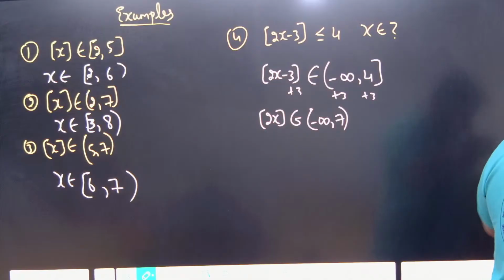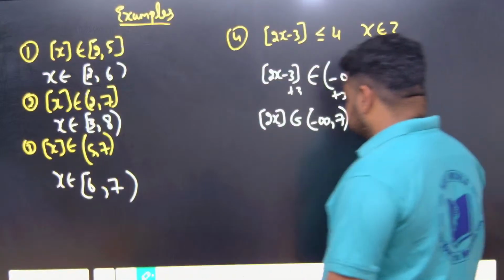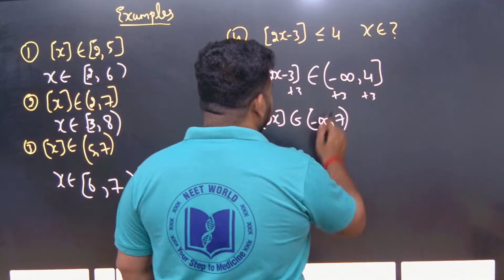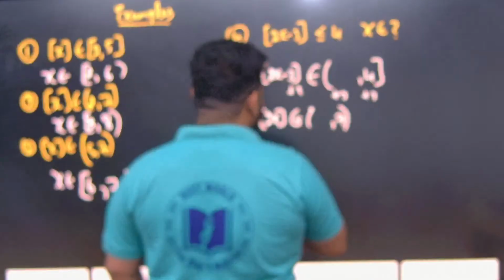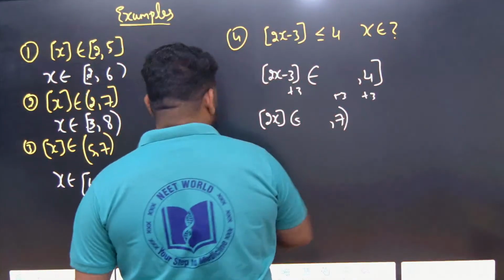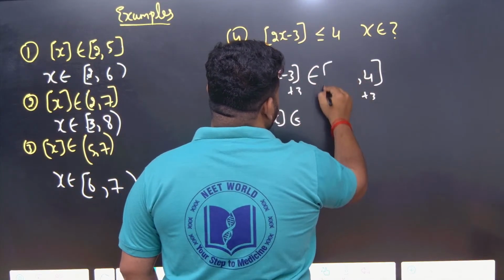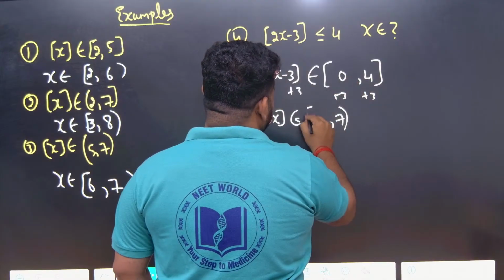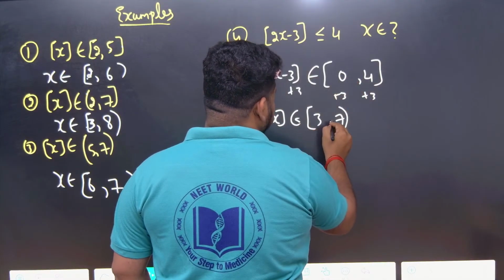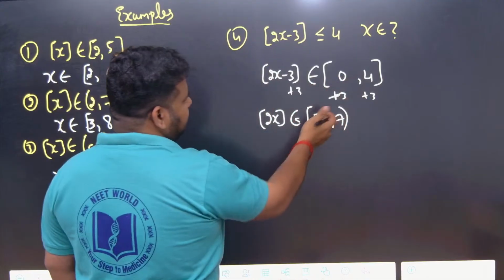Now observe carefully what we are having. See here it is less than or equal to, right? Less than or equal to means no need to write infinity. Instead of writing infinity, we will write 0 comma 4. So if you add 3, this will become 3 comma 7. Here you should be careful. Less than or equal to means 0 comma 4 you will write. This will become 3 comma 7.